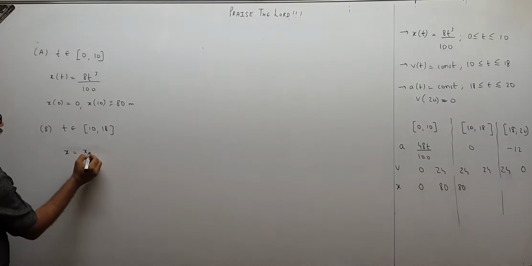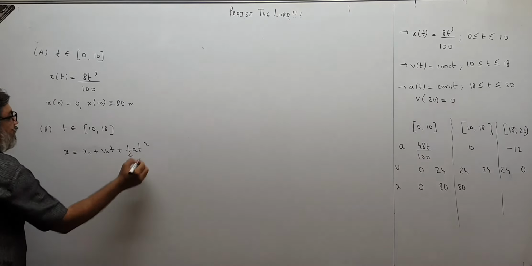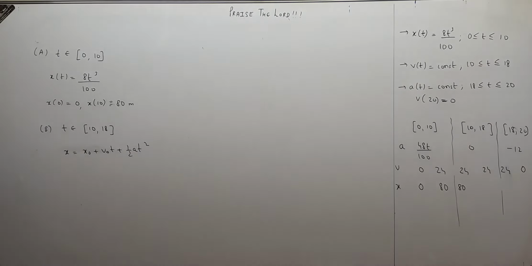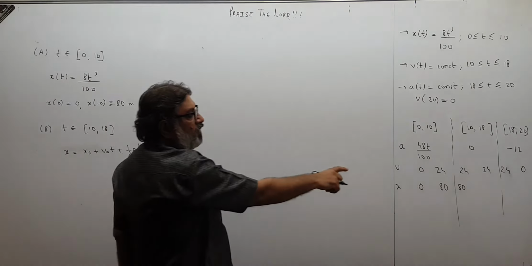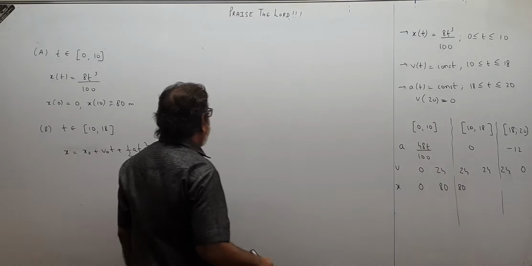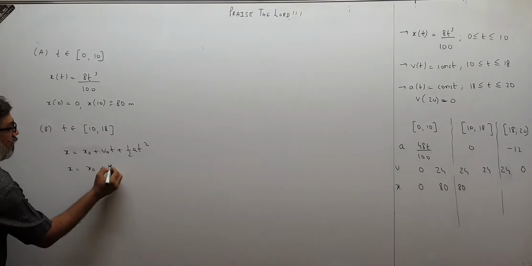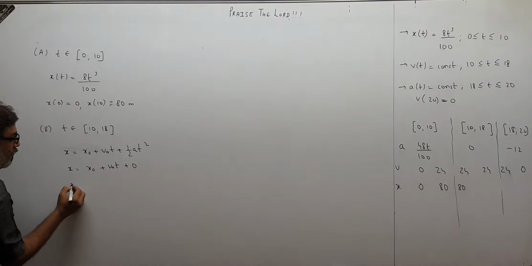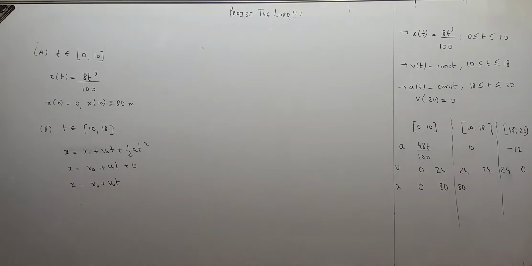Position is given by x0 plus v0t plus half at square. This is the general formula. Now in this much time, our acceleration is 0. So I put a as 0. So x will become x0 plus v0t plus 0. So position becomes x0 plus v0t.